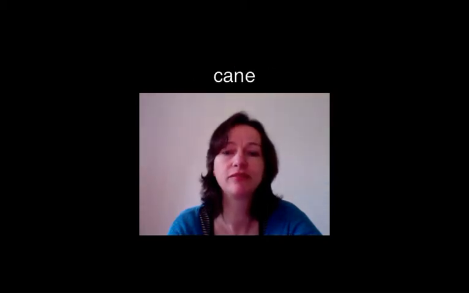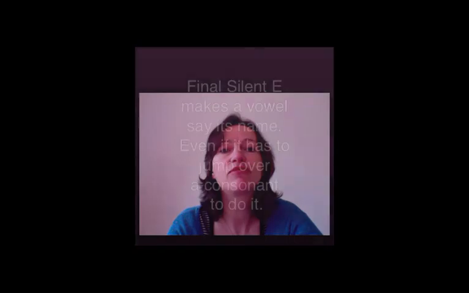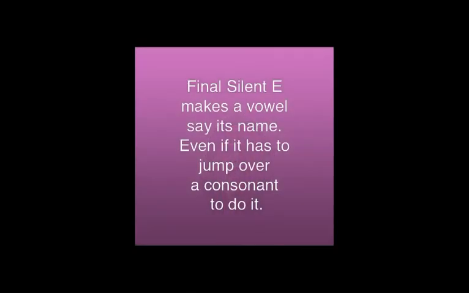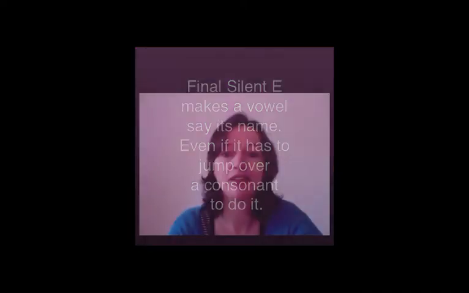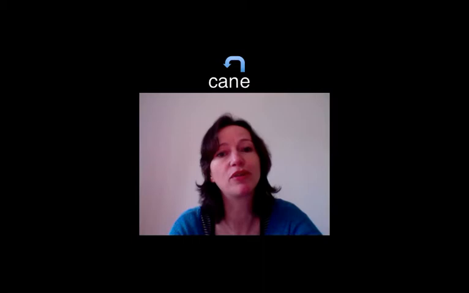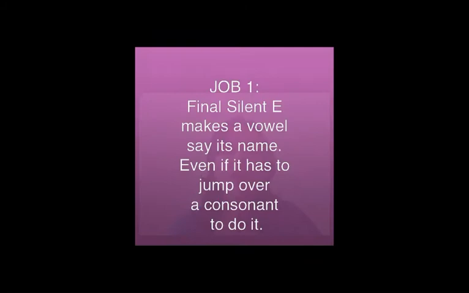What word? Cane. This is because final silent E makes a vowel say its name even if it has to jump over a consonant to do it. Draw an arrow from the final silent E to the letter A to show it jumping over the consonant. Now write down the rule. Job 1. Final silent E makes a vowel say its name, even if it has to jump over a consonant to do it. Your students will write down this job, which is also a rule, and then they'll find other words where final silent E jumps over a consonant to make a preceding vowel say its name.